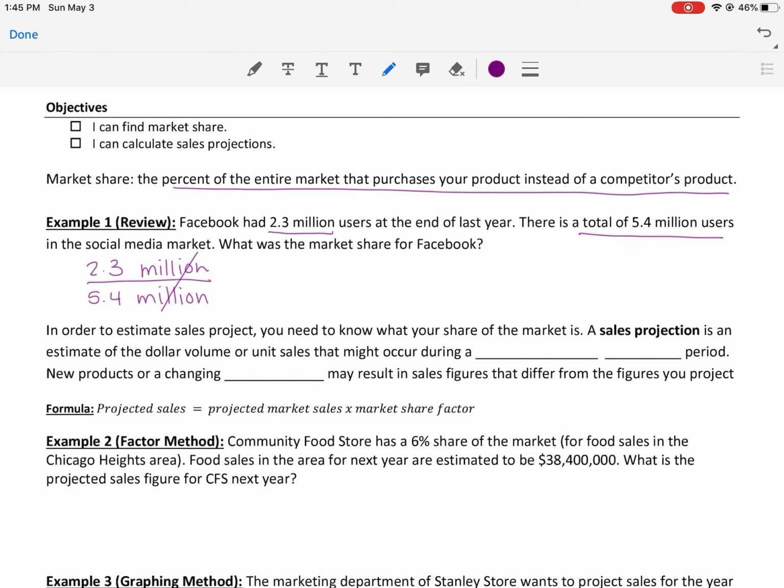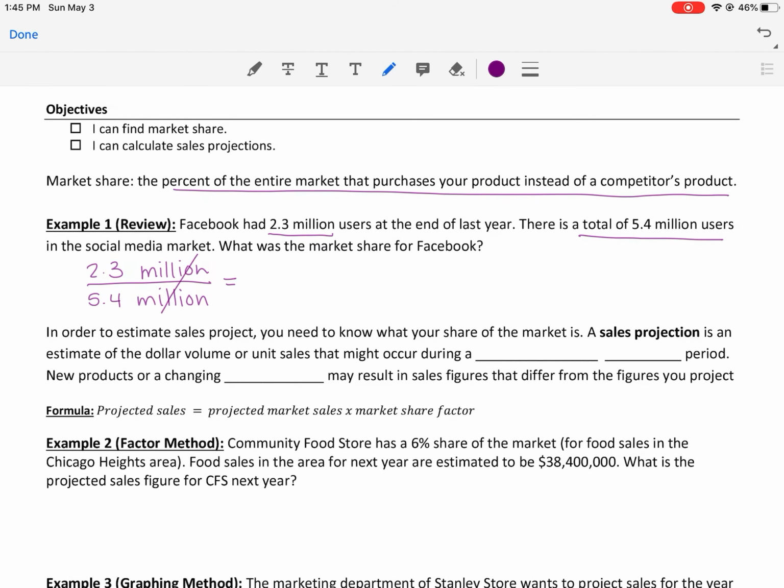The millions will cancel, and you definitely could have done that by writing a bunch of zeros, but it's probably easier just to think about 2.3 divided by 5.4, and we get 0.4259. I'm going to round that to a 6. If you want to think about that as a percent, we spend a lot of time doing that, we get 42.6%.